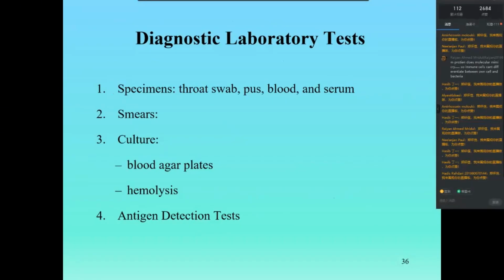Okay, another one is Streptococcus pneumoniae. This is also important because Streptococcus pneumoniae can be a big threat for some groups of people. For example, very young newborn babies or the elderly population are more susceptible to this pathogen.